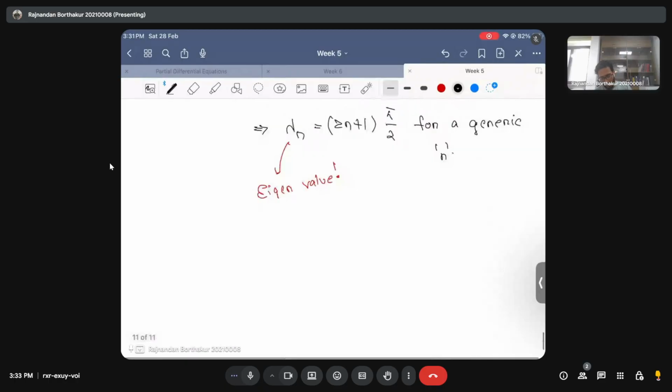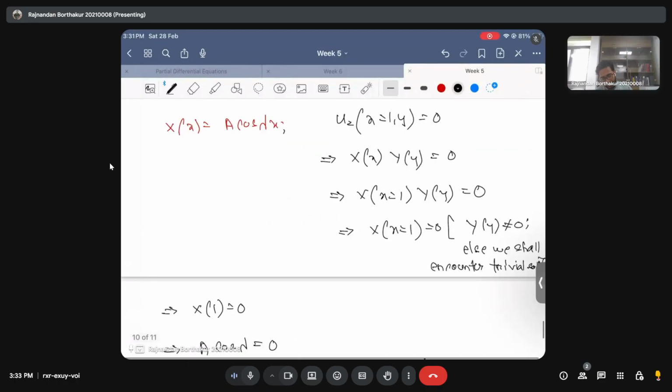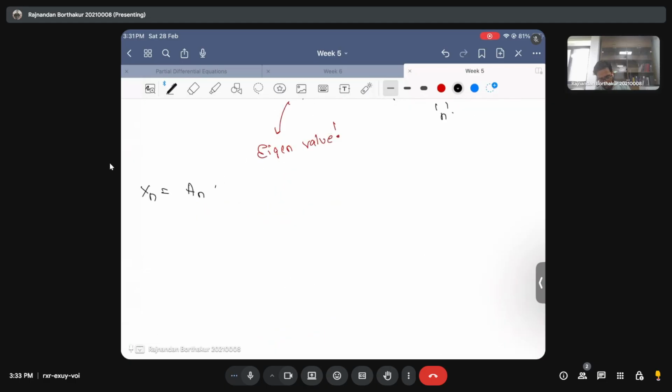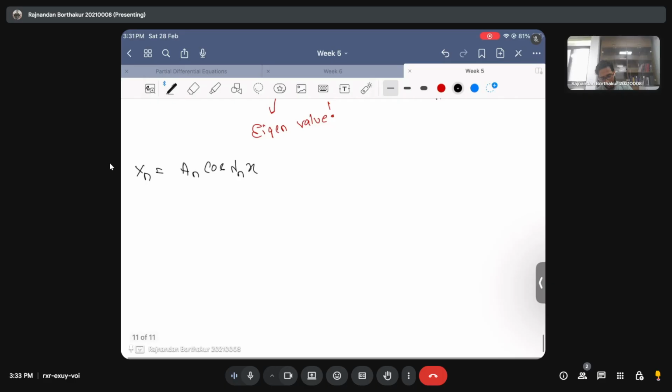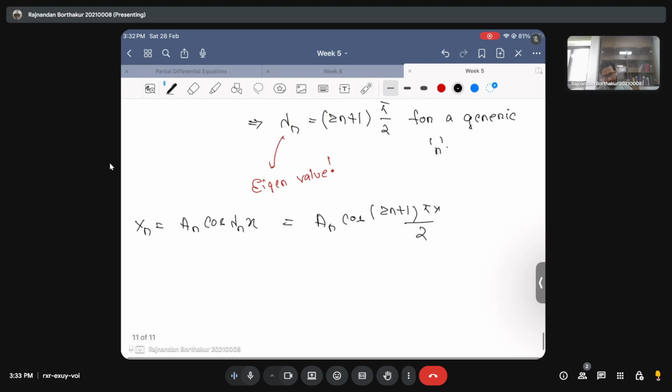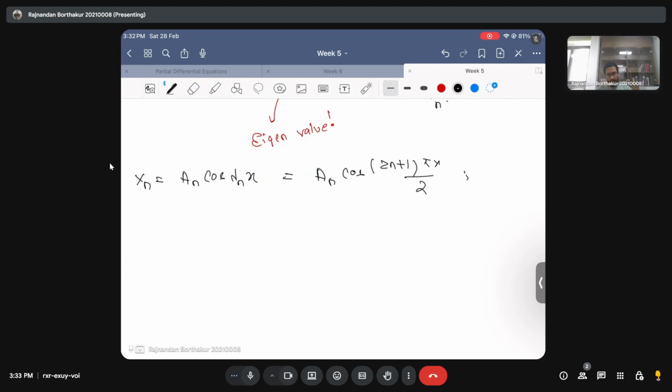So for any generic n, I can write my Xn as some An cos lambda n x, and I know that lambda n is equal to (2n plus 1) pi by 2, so I can write my Xn as An cos (2n plus 1) pi x by 2. That's precisely your Xn. Then we are left to calculate the Yn. An is yet to be determined, and we will see how we determine this An, but before that let's evaluate Y of y first, and eventually we'll see that they can also be written for a generic n.